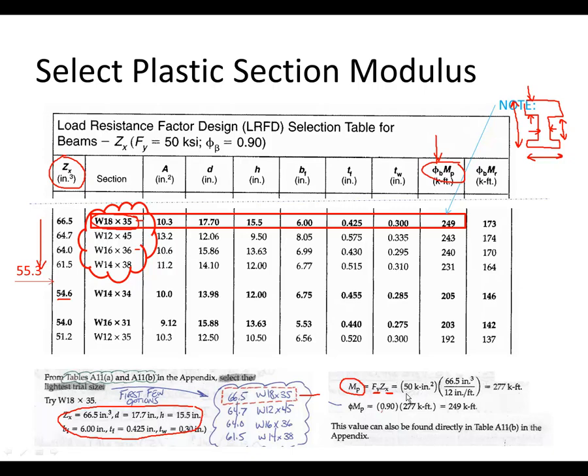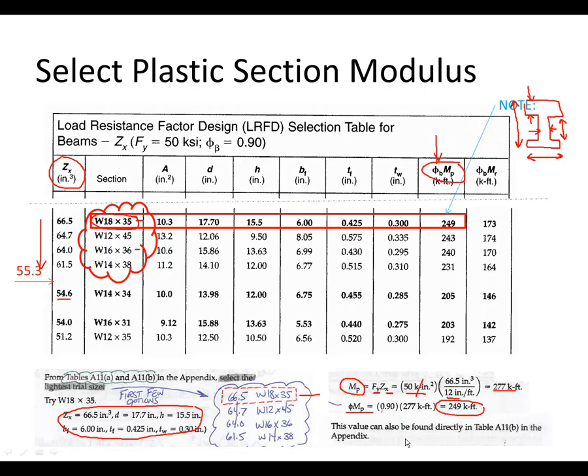And so I've got the 50 kip inches squared. That should actually be 50 KSI, not 50 kip inches squared, I think. And then we've got the plastic section modulus on there. Convert it from inches to feet right there, and our answer comes out as 277 kip feet. And of course, then we need to multiply by the factor. You do that, and lo and behold, we actually get the same value that's in the table.